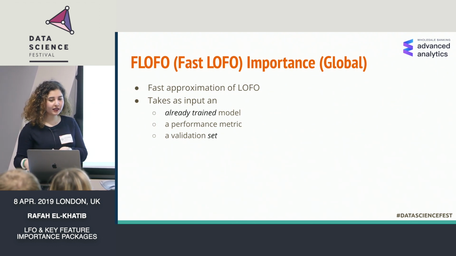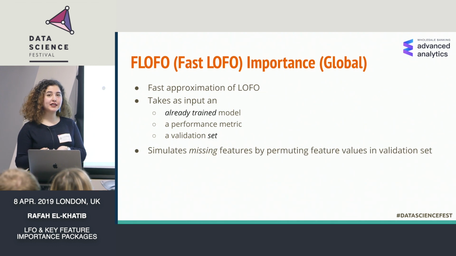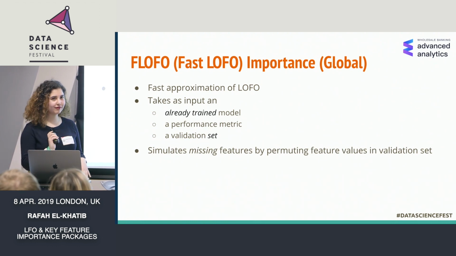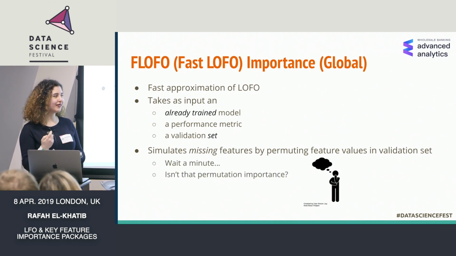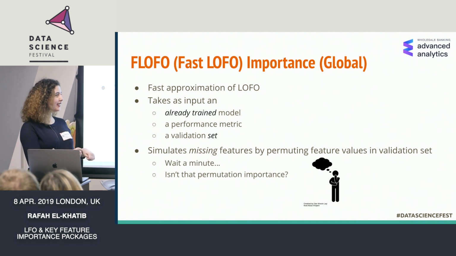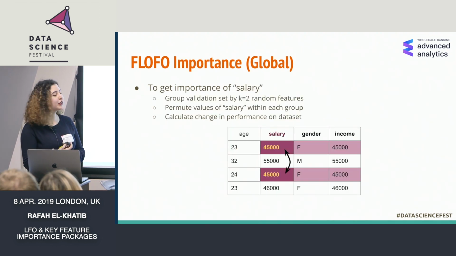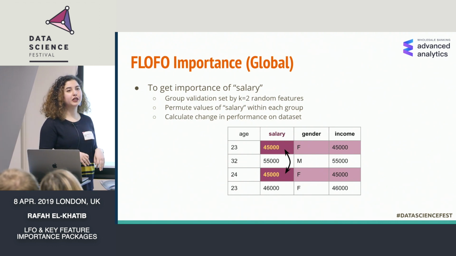And it simulates missing features, so leaving one out, let's say, on the validation set, by permuting the feature values in the validation set. Which is exactly equal to permutation importance, right? So yes and no, it's a variant of it. What FLOFO does, which is different from permutation importance, is that it doesn't just completely randomly shuffle the values of the feature.